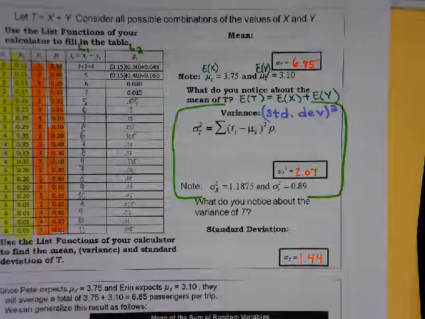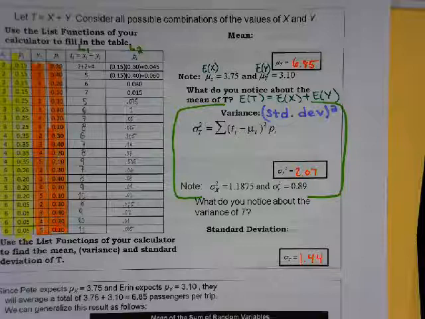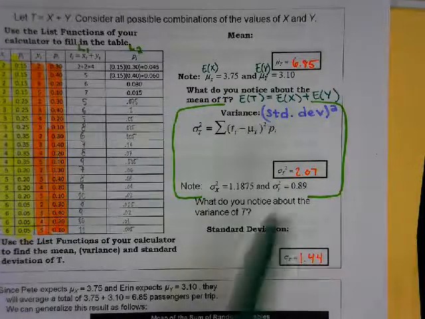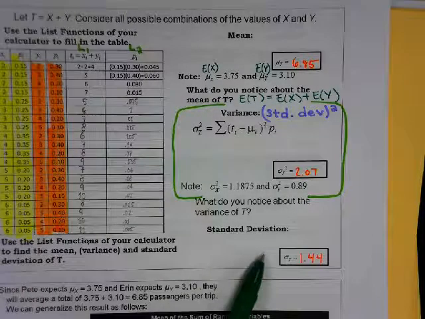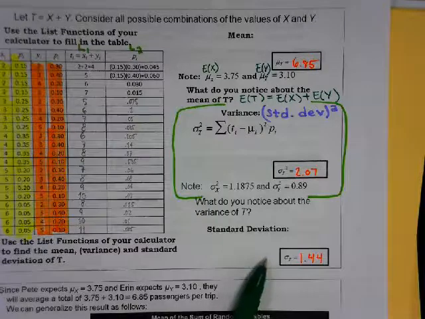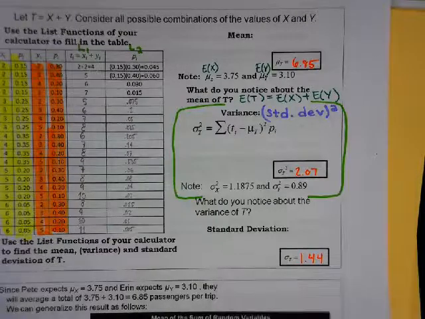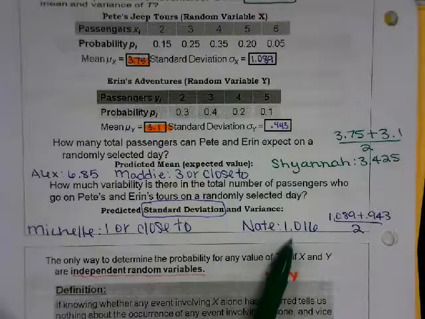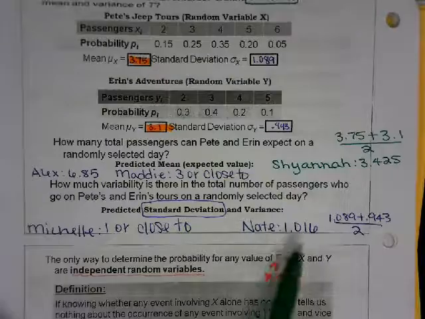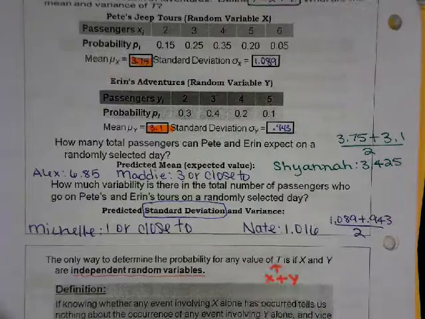So, standard deviation, I suppose I could give this to Michelle. She said 1 or close to 1, although Nate was closer. You were both close to 1, and it's about 1.5. It's 1.44.